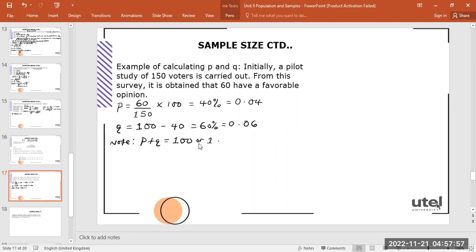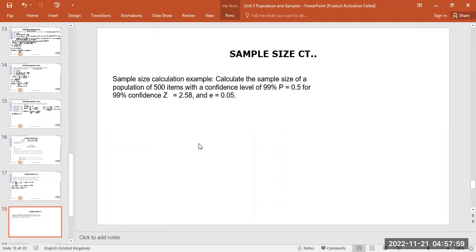Now let's see how to calculate the sample size. It says, calculate the sample size of a population of 500 items with a confidence level of 99%. And then we have P, the proportion with the favorable or the required attribute, as 0.5. For the 99% confidence level, Z is given as 2.58 and our margin of error as 0.05.